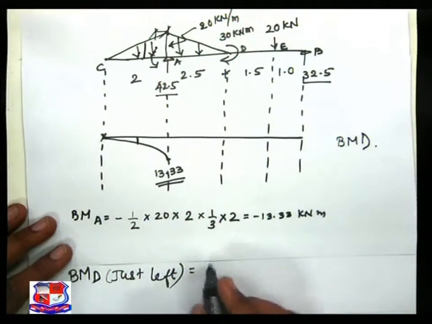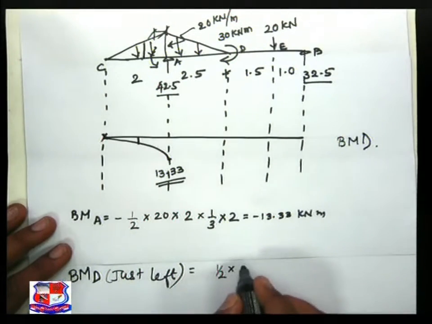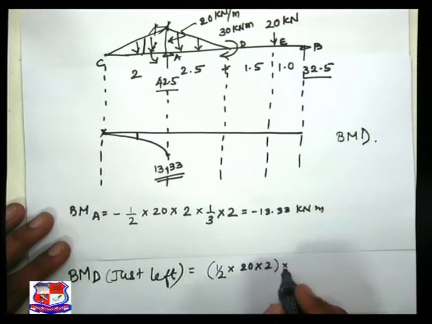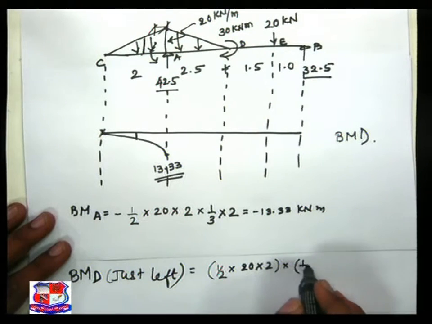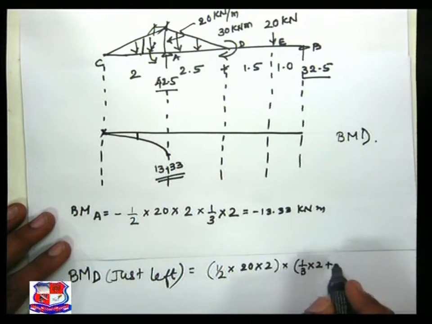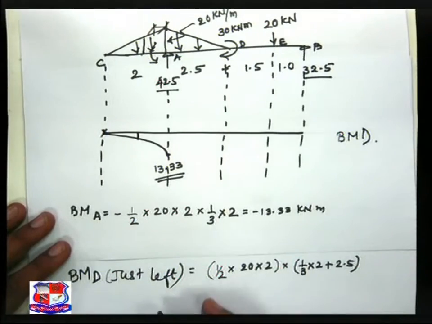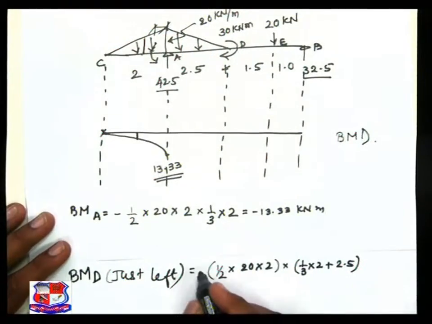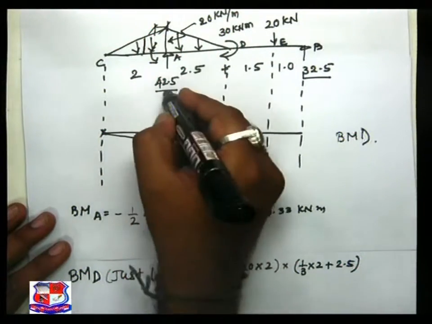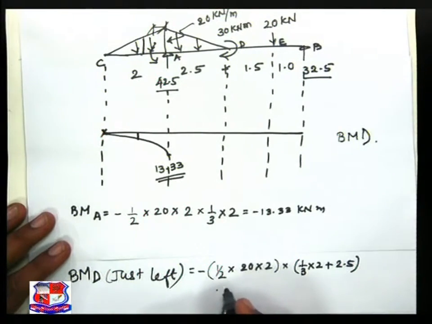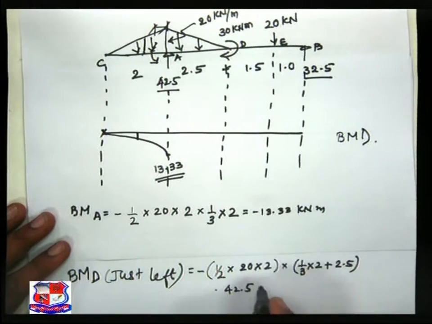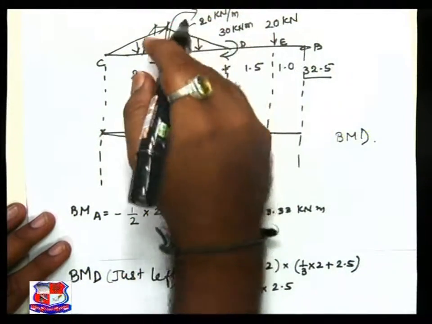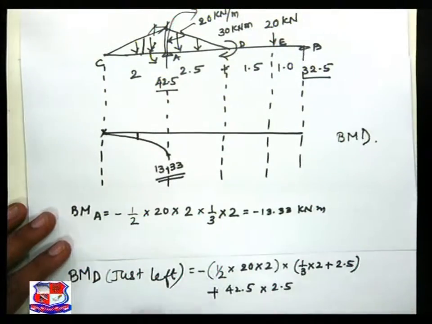So now first is 1/2 into 20 into 2. This is load multiplied by perpendicular distance, that is 1/3 into 2 plus 2.5. Now this creates an anti-clockwise moment from the section, negative sign. Next, 42.5 creates another moment, 42.5 multiplied by 2.5, section left clockwise, positive sign.